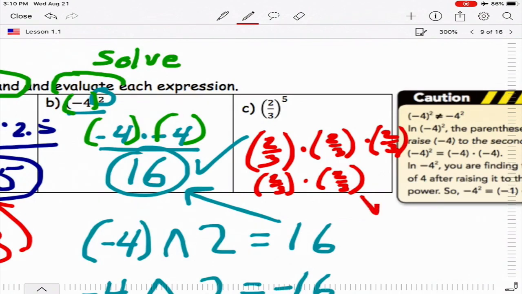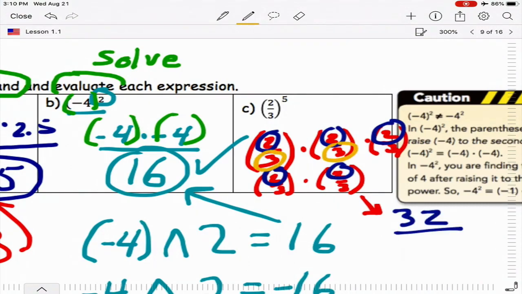And then I would solve it. With 2/3 to the 5th power, when you multiply fractions, you can just multiply the top and then the bottom. You don't technically need the same denominators, like with adding and subtracting. So it's just going to be 2 times 2, which is 4, times 2, which is 8, times 2, which is 16, times 2, which is 32, over 3 times 3, which is 9, times 3, which is 27, times 3, which is 81, times 3 again, which is 243.